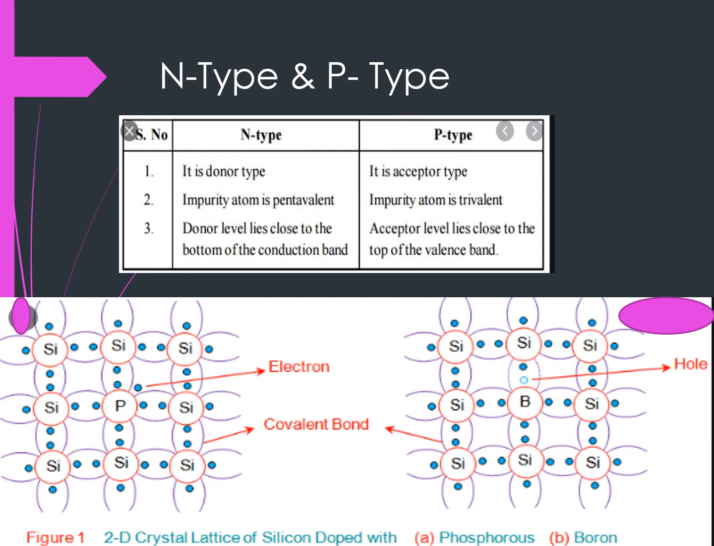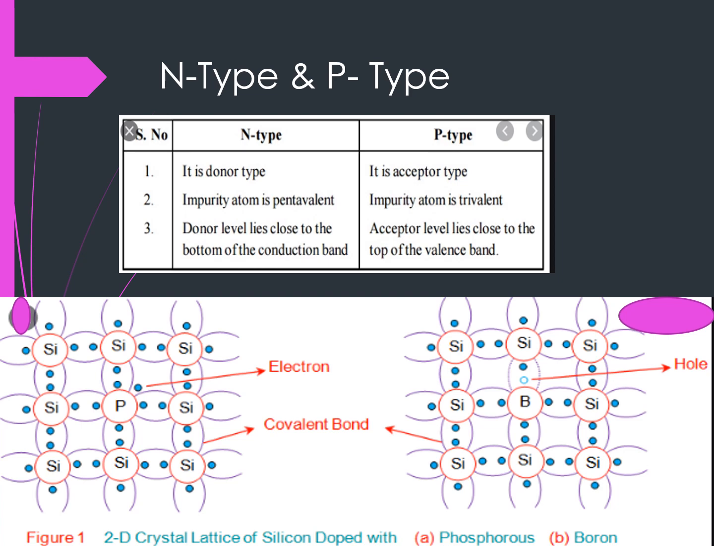N-type semiconductor. An N-type semiconductor occurs when it is doped with pentavalent impurities. So N comes with pentavalent. When you are doping with pentavalent, the impurities that we are adding are pentavalent, then it is an N-type semiconductor.